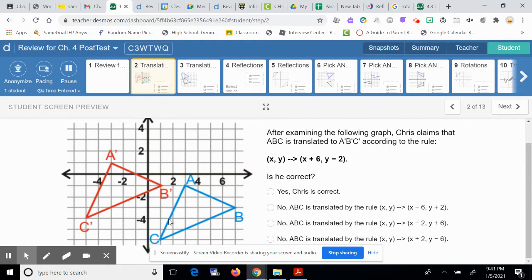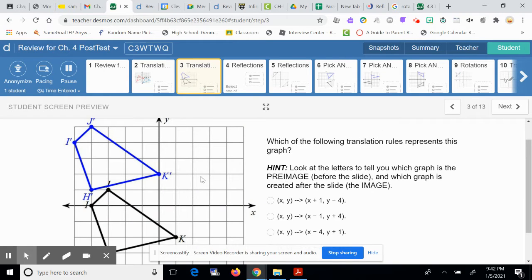You've got to make sure you realize that you're going from the blue to the red because of the prime. So if you go from A to A prime, you're going to the left 1, 2, 3, 4, 5, 6. Right away we know this is wrong because we went left. Left 6, up 2. So your answer should be the second one down, that he's not correct, that this was actually translated to the left 6, up 2, which is this rule right here. Okay, so pre-image and image is important.